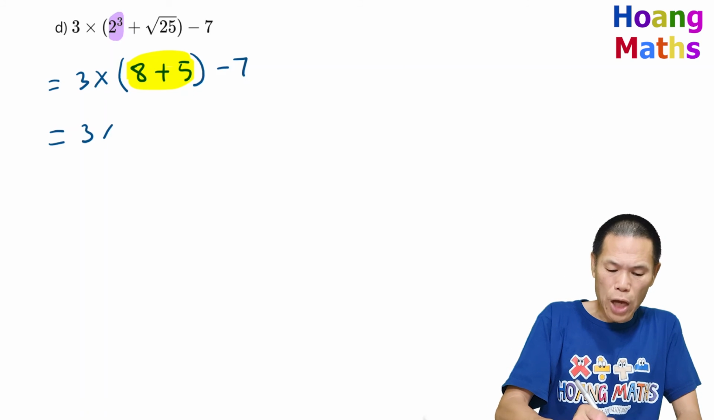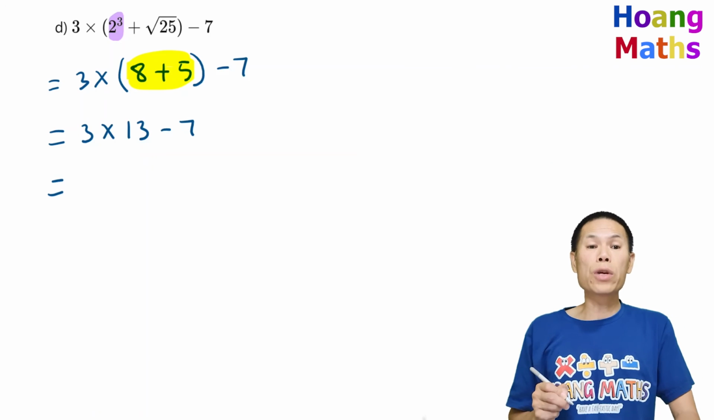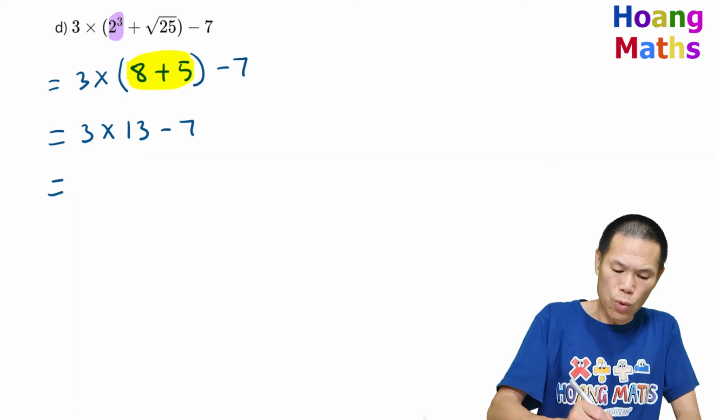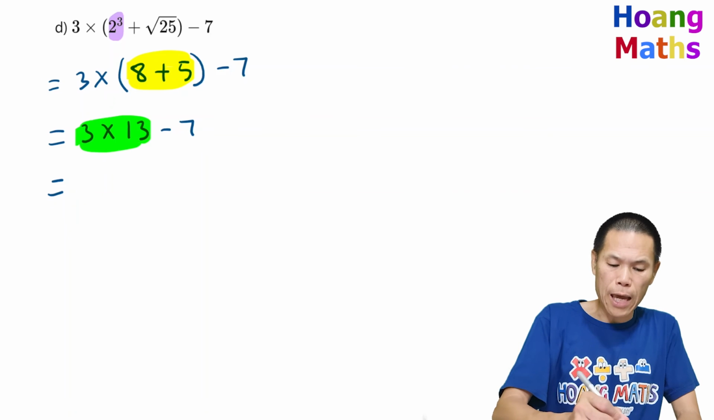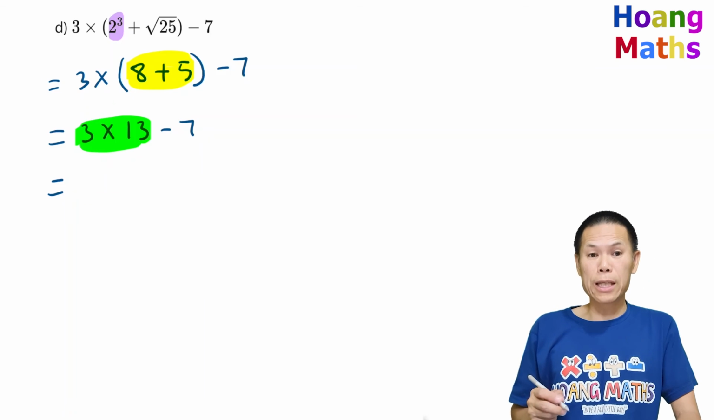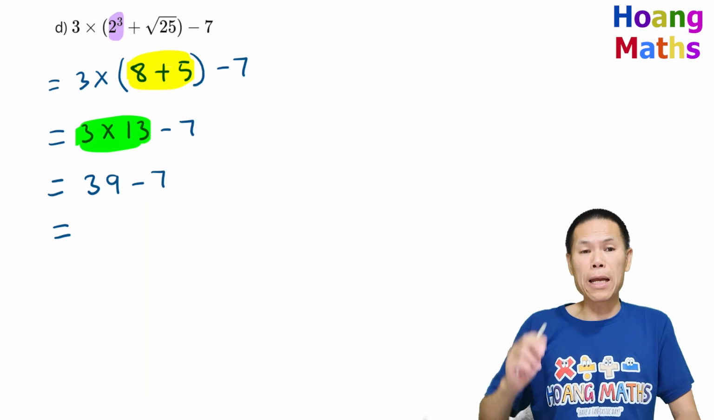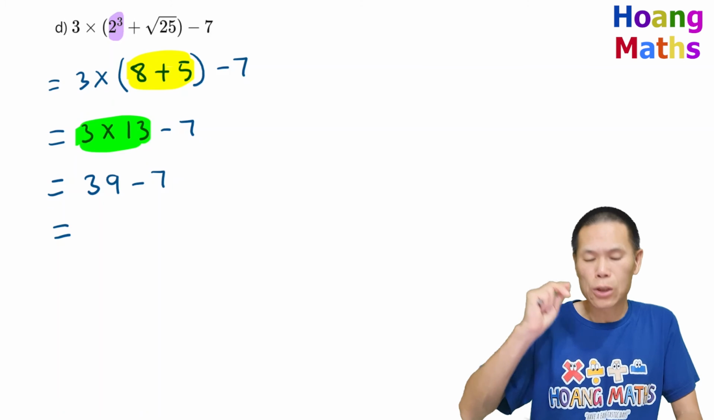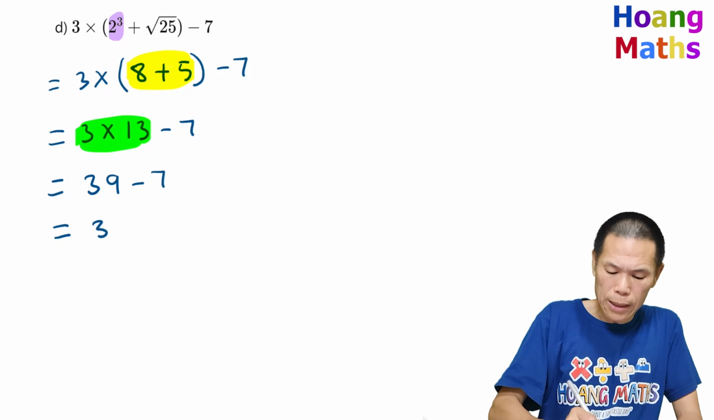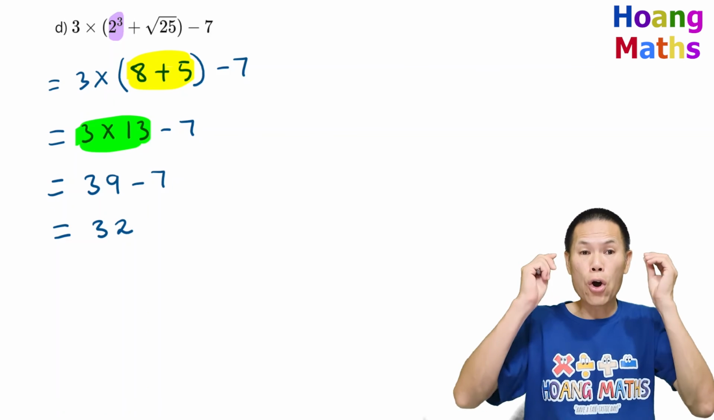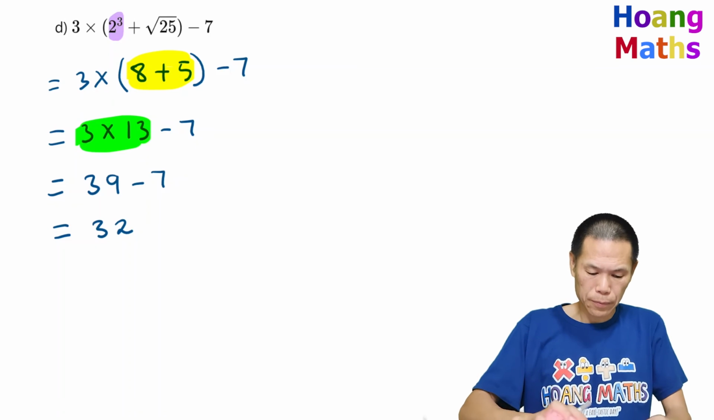So 3 times 13 minus 7. So 3 times 13, that's what we need to work out first. And then that will give us 39. So that is 39, we minus 7. And 39 minus 7 will give me 32. So the answer is 32. And I hope you got it correct.